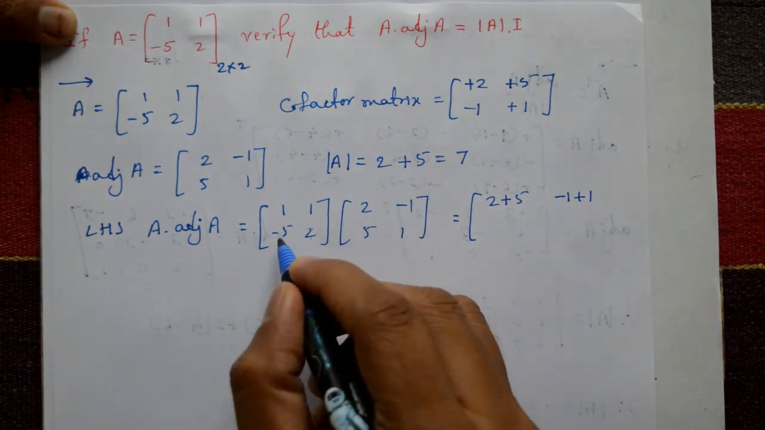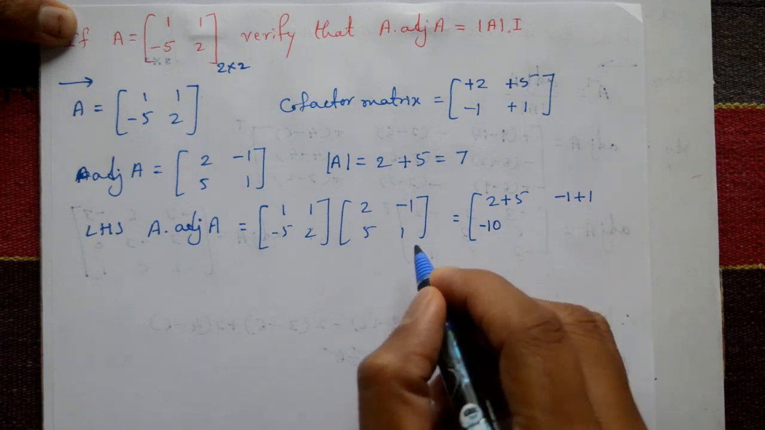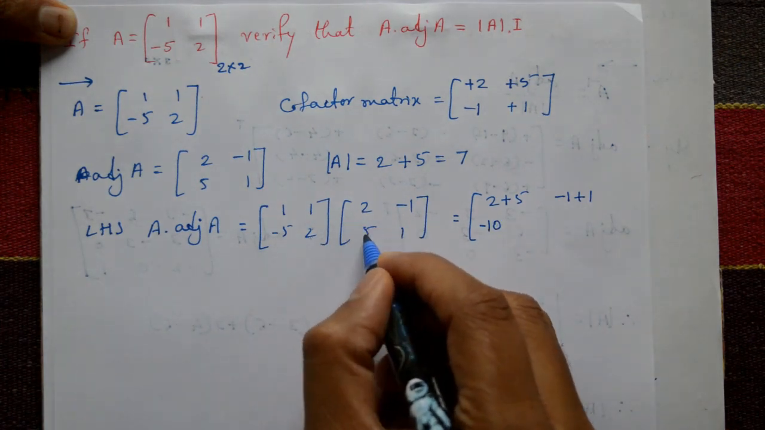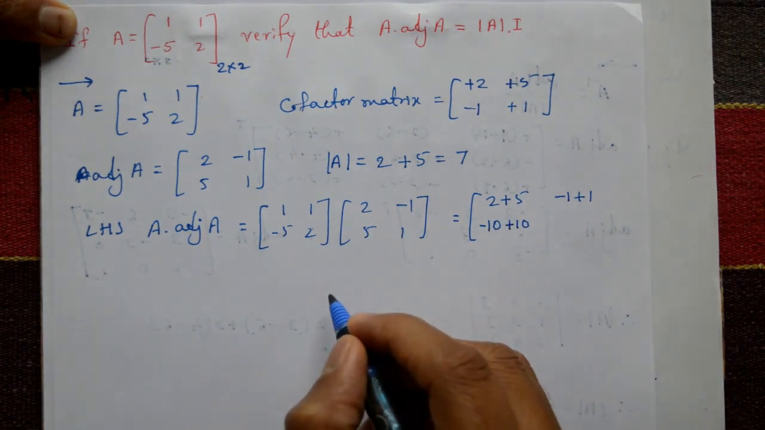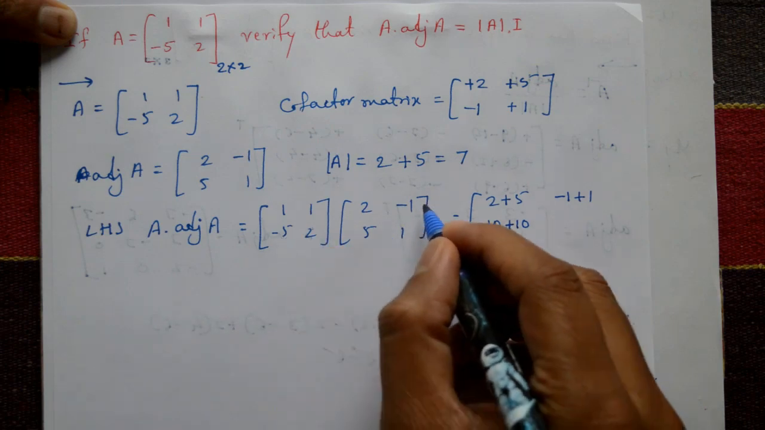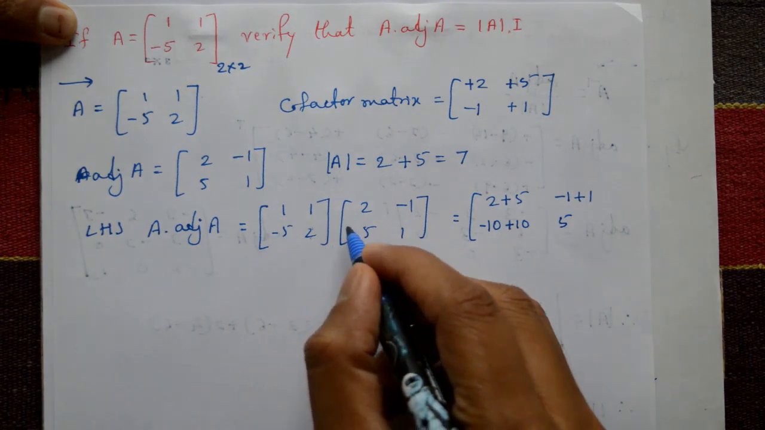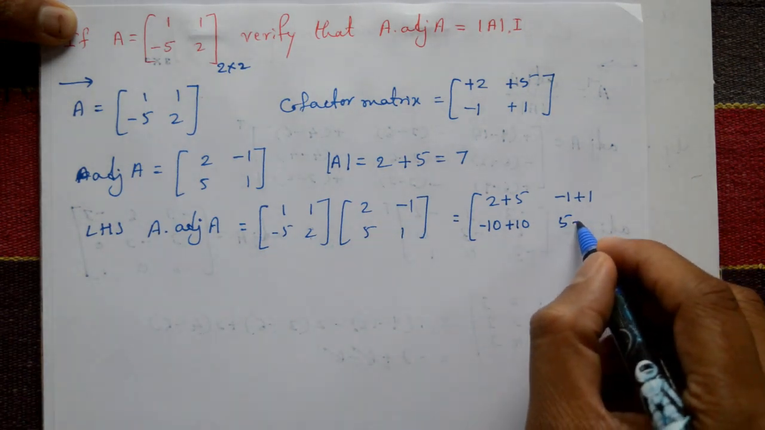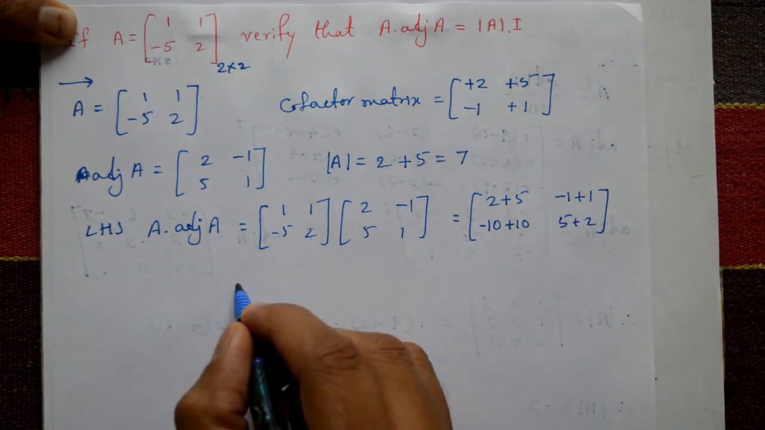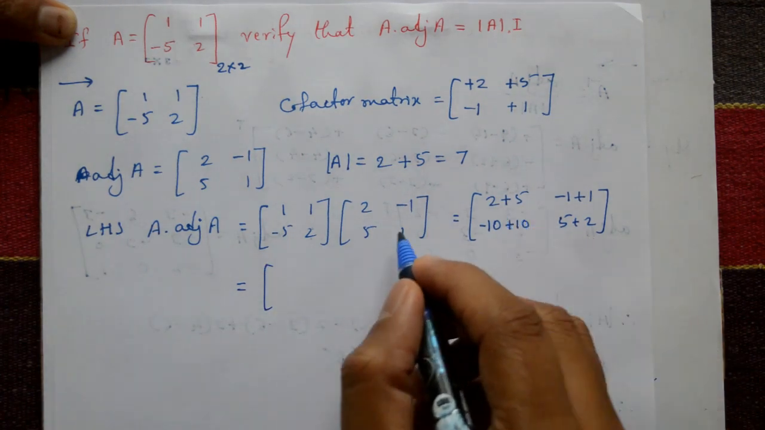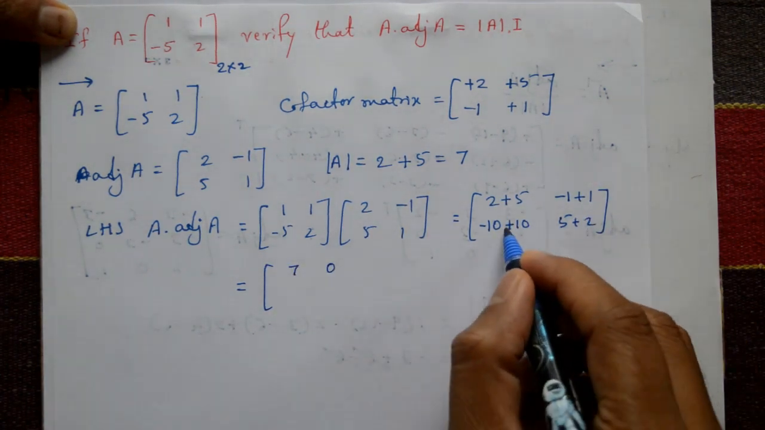Now second row, first column: minus 5 into 2 is minus 10, plus 2 into 5 is plus 10. Okay, second row, second column: minus 5 into minus 5 is... minus 5 into minus 1 is plus 5, 2 into 1 is plus 2. And this is equal to 7, and this is 0, 0, 7.